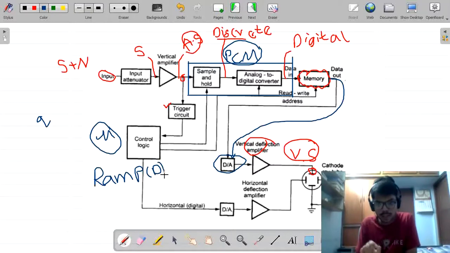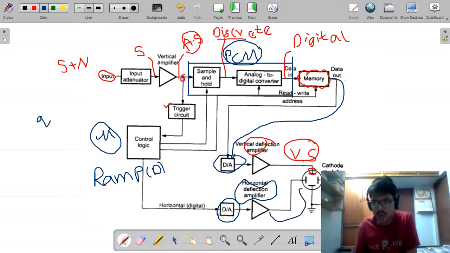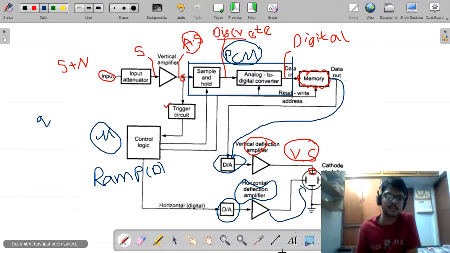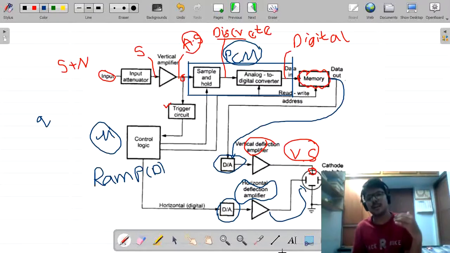Now, as the microprocessor is sending digital information, we are unable to display the digital information on the CRO. So this digital information is again converted into analog, and by using the horizontal deflection amplifier, we amplify the signal and give it to the horizontal deflection plates. This is the entire process occurring here.